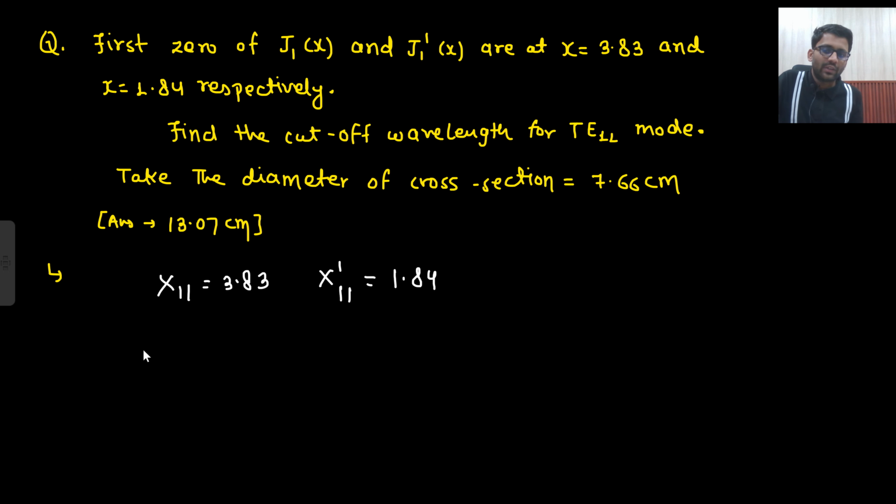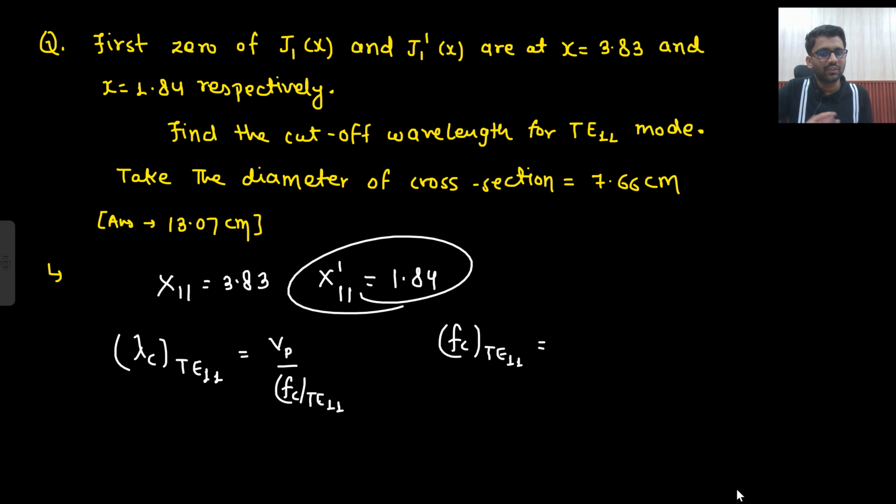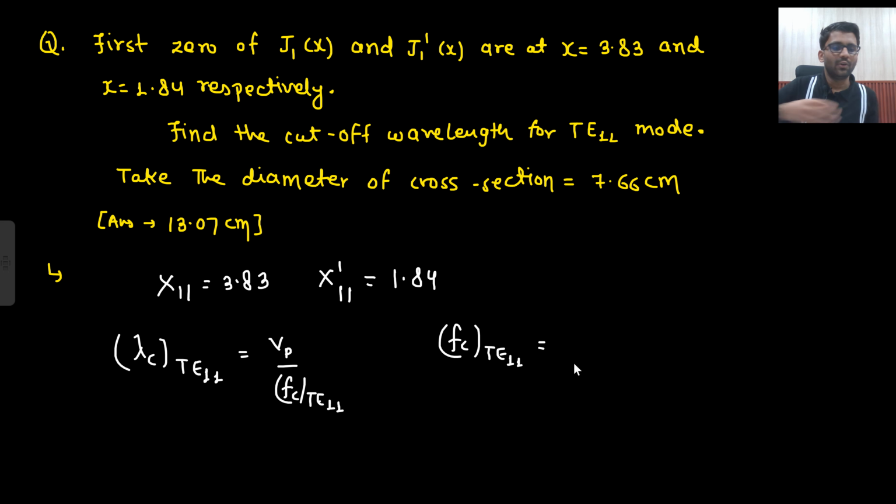Let's use these values. So what do I need to find? Lambda c for TE11 mode. It is also air filled only. So what will be the formula? That would be Vp by Fc. Fc of TE11. So first I need to find Fc of TE11. Now people will say, sir, I directly remember the formula. That would be 8.8 gigahertz divided by a. So that also you can apply, but if the values are given, let's use the values. And we don't know whether it is air filled or not. So let's use the values now.